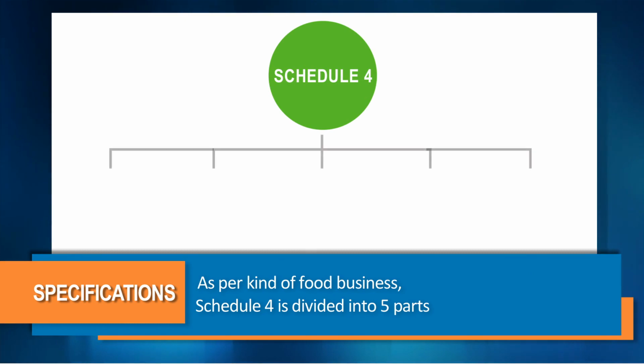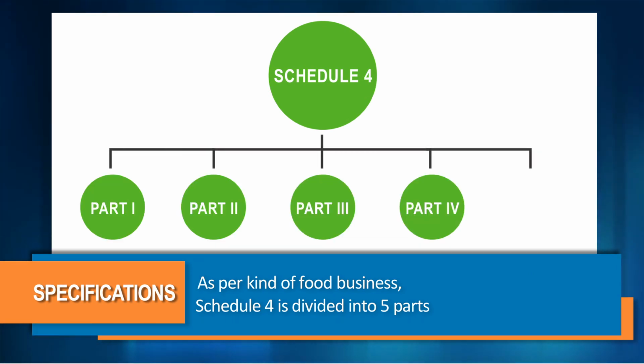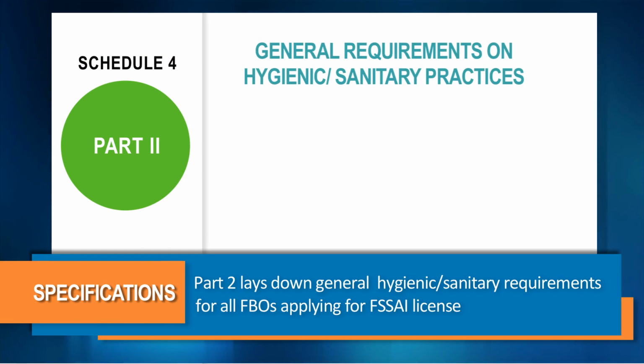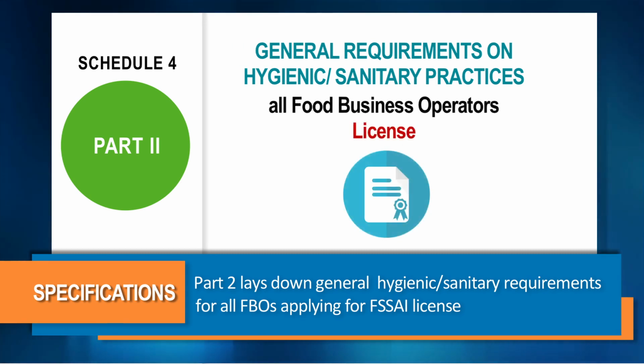As per the kind of food business, the Schedule 4 is divided into 5 parts. Part 2 of Schedule 4 lays down general requirements on hygienic and sanitary practices to be followed by all food business operators applying for FSSAI license.